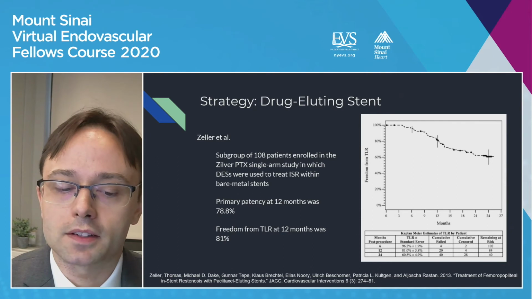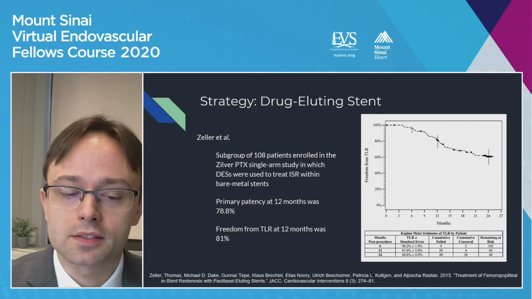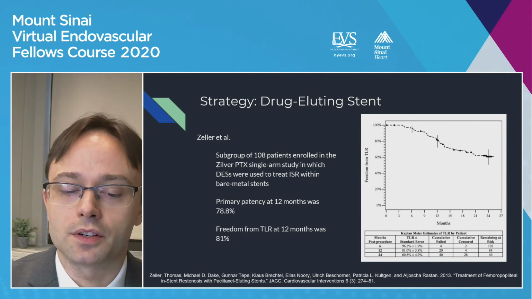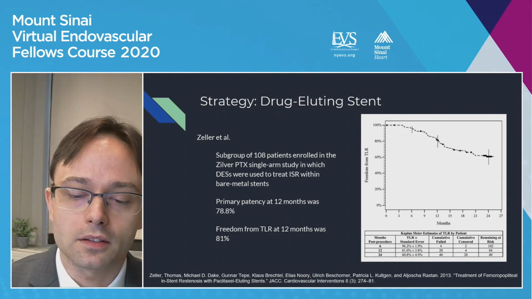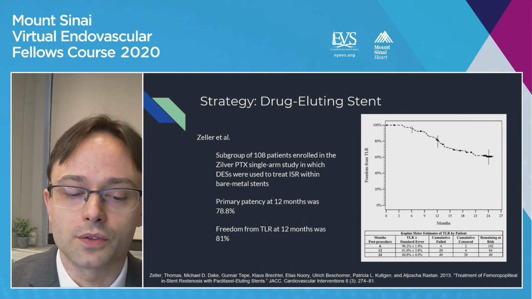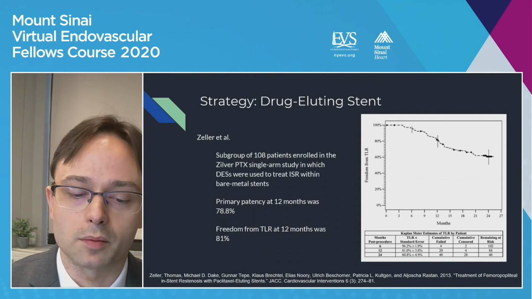So since we saw the effectiveness of drug-coated balloons in treating in-stent restenosis, it's reasonable to consider drug-eluting stents in the same clinical context. Zeller et al. looked at a subset of 108 patients in the Silver PTX study who had bare metal stent restenosis that was treated with drug-eluting stent placement.